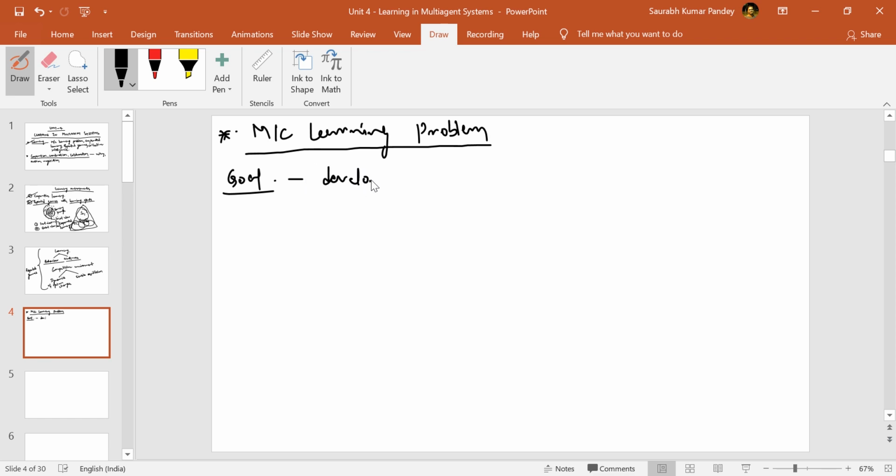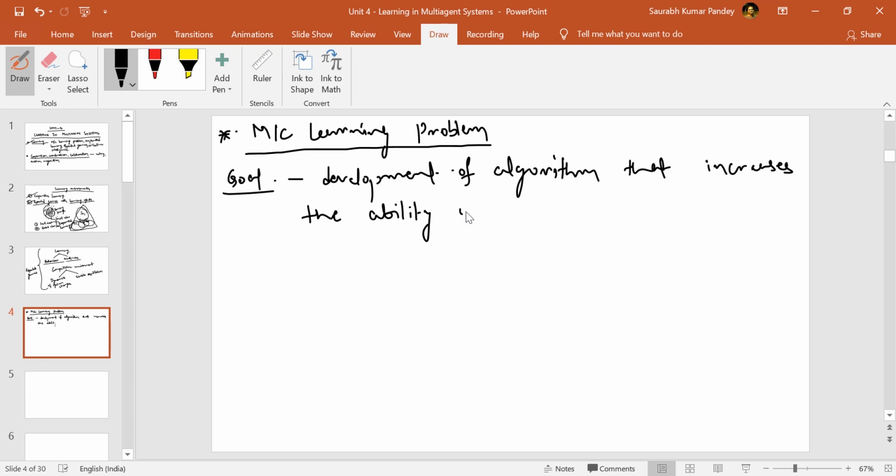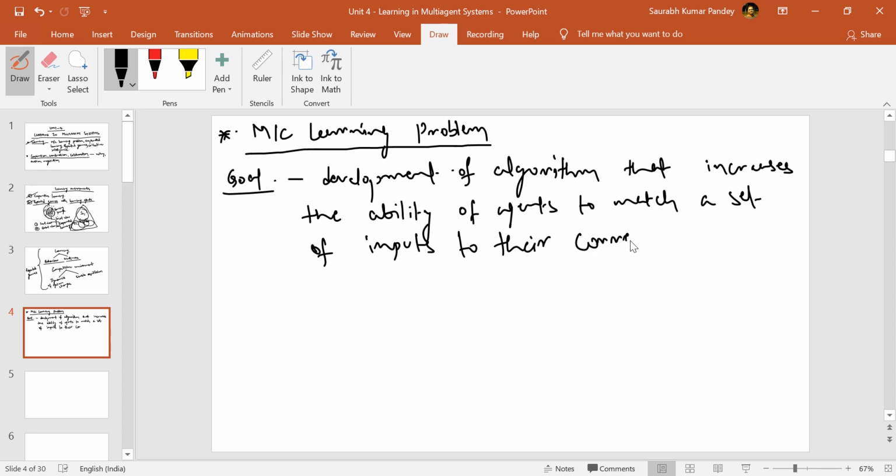So to develop an algorithm, fine. So there is a need to develop an algorithm that increases the ability of agents to match a set of inputs to their corresponding outputs. So this is the goal of the machine learning problem.